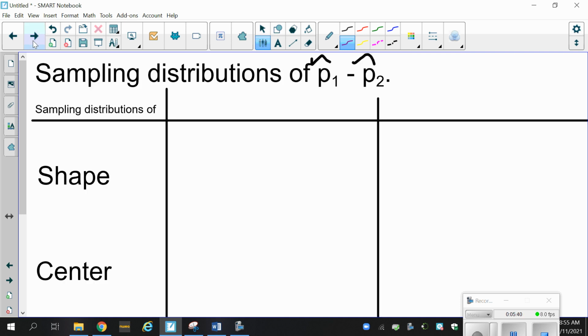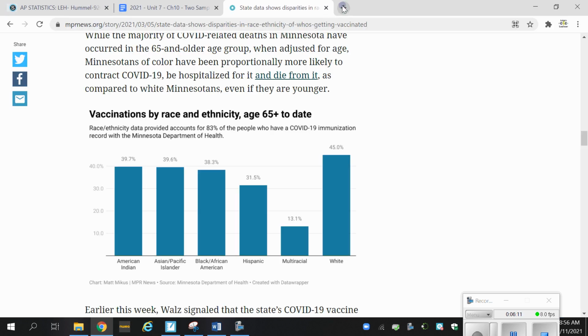So let's talk about the different types of samples that we might get. To do that, first we should discuss what the shape, center, and spread look like for the sampling distributions of each of these separately, and then we'll talk about what happens when we combine two sampling distributions, or two random variables essentially.